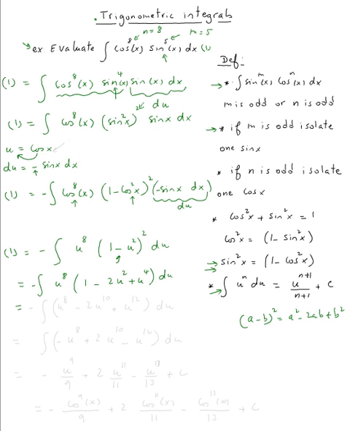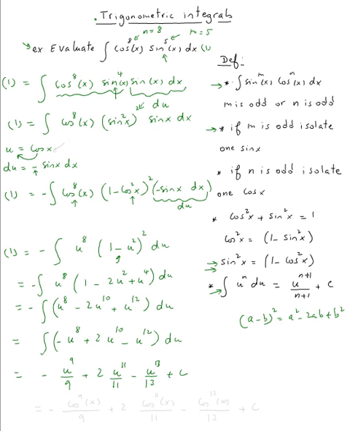Now I'm going to distribute u8. This will be u8 minus 2u10 plus u12 du. Last, I'm going to distribute the negative. So this will be minus u8 plus 2u10 minus u12 du. And from here it'll be easy. So this is going to be negative u8 plus 1 is 9 over 9, plus 2u 10 plus 1 is 11 over 11, minus u 12 plus 1 is 13 over 13, plus c.